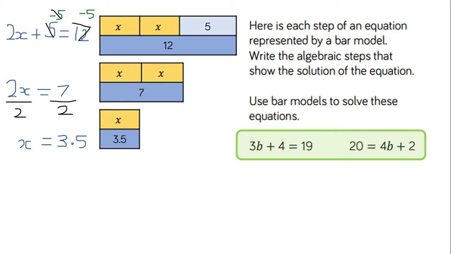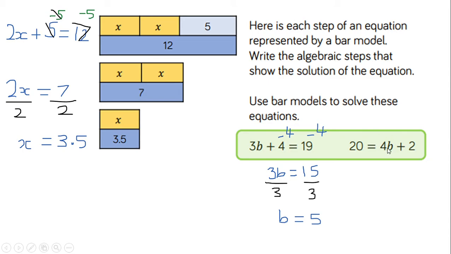Okay, 3b plus 4 equals 19. We're going to try and get 3b on its own, so we're going to subtract 4 from each side, which is going to leave us with 3b equals 15. We then need to get b on its own, so we're going to divide both sides by 3, which cancels out the 3 next to the b and just leaves us with 15 divided by 3, which is 5. The b equals 5.